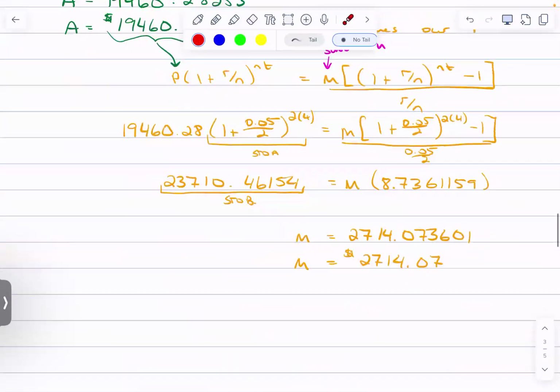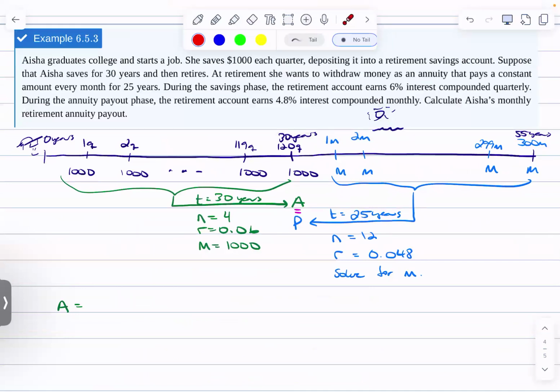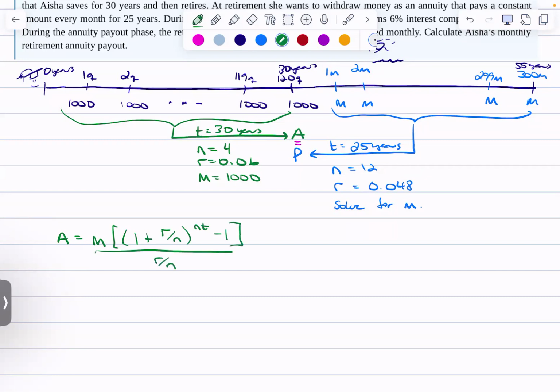So, there's nothing wrong with using each of these 1,000 as P's and pulling them forward for their length of time, but you'd have to do it 120 times. And I say, no thanks. So this is what this formula does. M times 1 plus R over N to the N times T minus 1, over R over N.